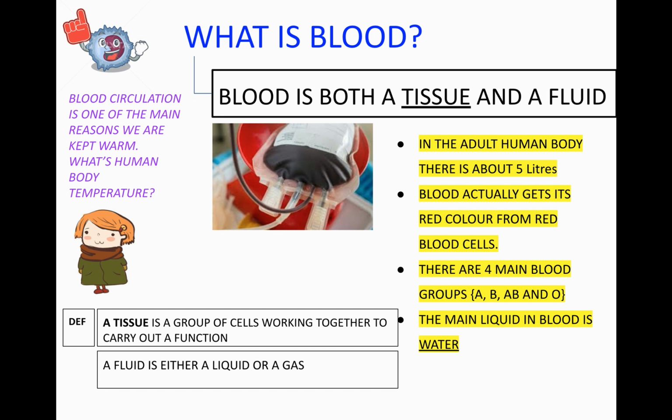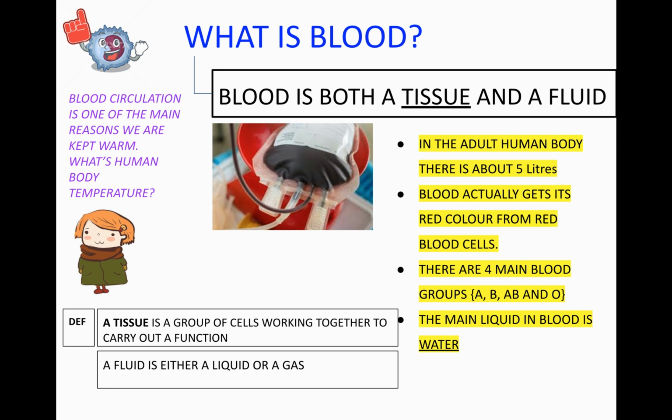When you say you have poor circulation, you might actually be referring to your blood. Blood is very important for passing heat around the body. So there are two definitions here that we should be learning. One is a tissue. A tissue is a group of cells that work together to carry out a function.